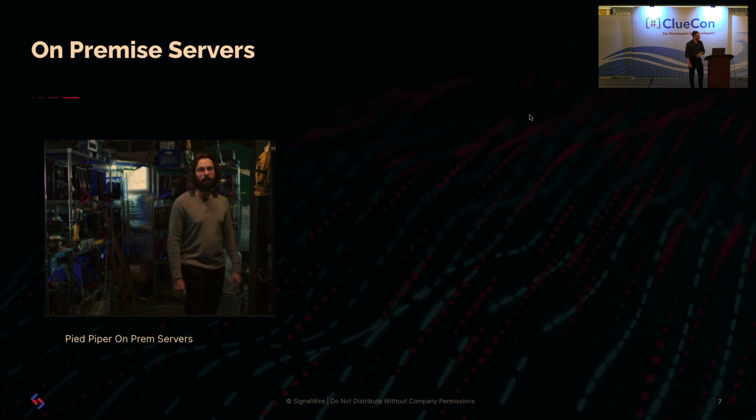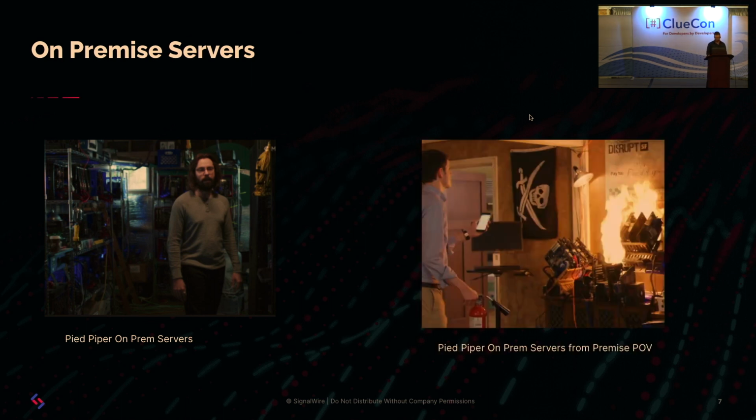Now, on-prem servers. Right here we have Pied Piper and their on-prem servers. A little dark, but maybe you could see really just a closet. It's got a bunch of servers, computers running in it. It's probably got some boxes and other stuff. You likely have a guy similar to Guilfoyle, or maybe he looks like Michael Jarris or something like that. But they kind of all look the same and have the same personalities as they're maintaining their own infrastructure.